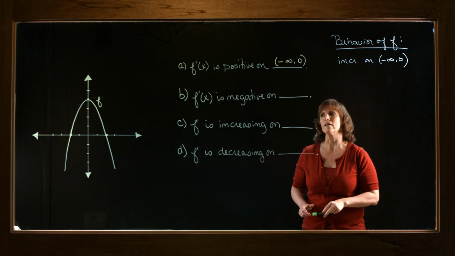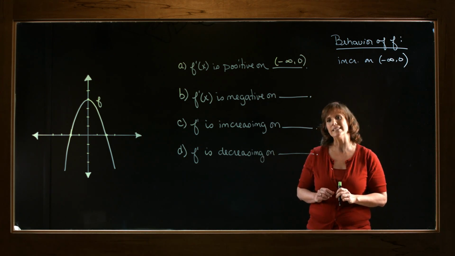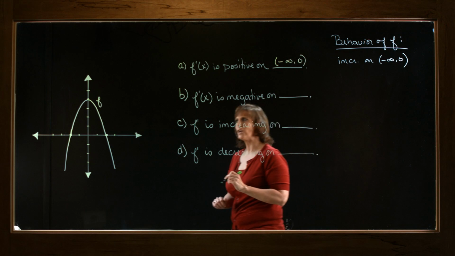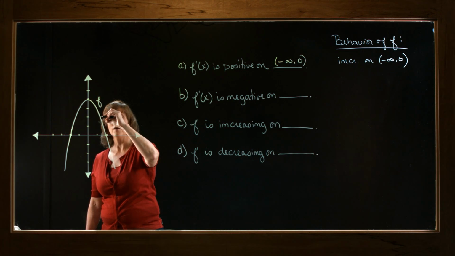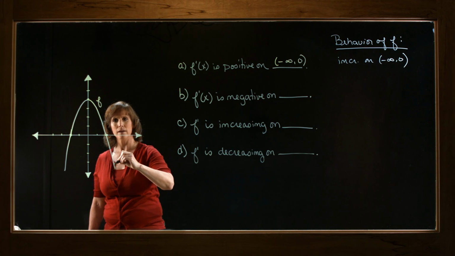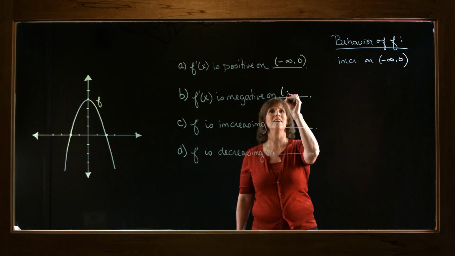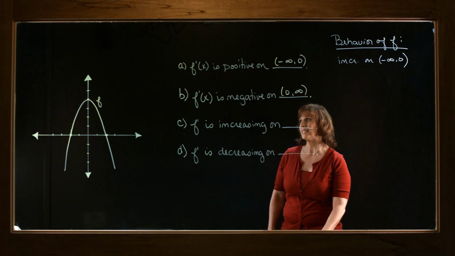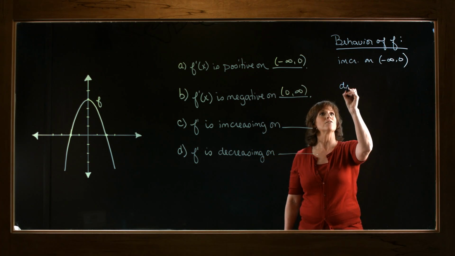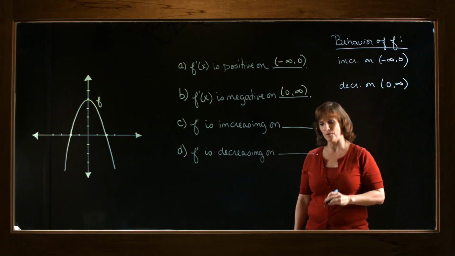Let's look at the next part. My first derivative is now negative. We know that means it's decreasing. So again, let's take a look at our function. When is it decreasing? It's decreasing from the time that x equals 0 forevermore. So it's negative on the interval from 0 to infinity. And this tells me that my graph is decreasing on the interval from 0 to infinity.